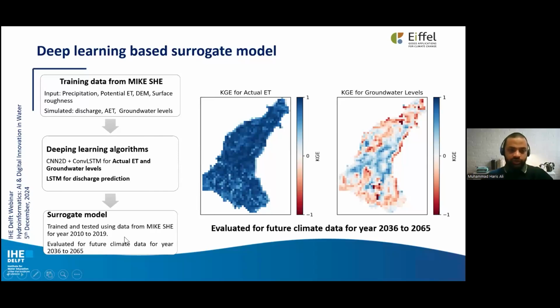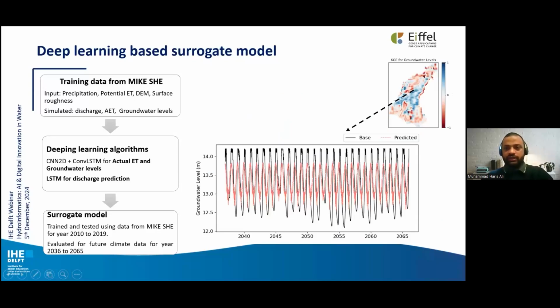The surrogate model was trained for 2010 to 2019, but we evaluated the results to see how it is going to perform for the future. These are the results of how the model is performing in the actual evapotranspiration, which is quite good, and all the KGE values are in a good range. However, for the groundwater level, the model is having some difficulties, where the KGE value is not good in some of the cells. The reason is that if you look into one of the time series where the KGE value is not good, during the training period the model has not seen such values, which can occur in the meteorological data for the future. So we are working on how we can improve this further.